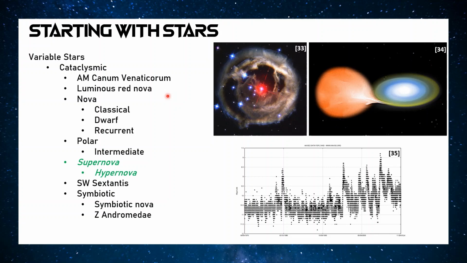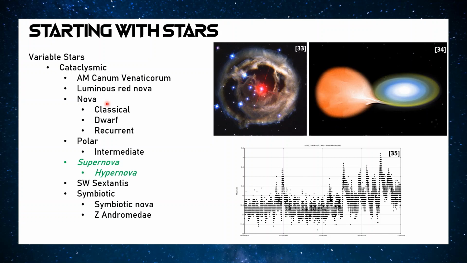Then there is the luminous red nova. It's a stellar explosion possibly caused by a merger of two stars and has a red color. So this is an example of a possible luminous red nova, V838 Monocerotis. Now there's nova, which means new star. It's a transient event, the sudden appearance of a new star that fades, quote unquote.